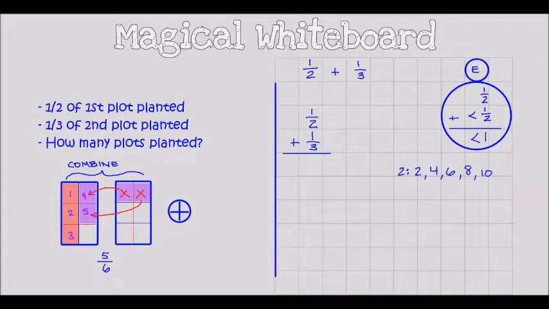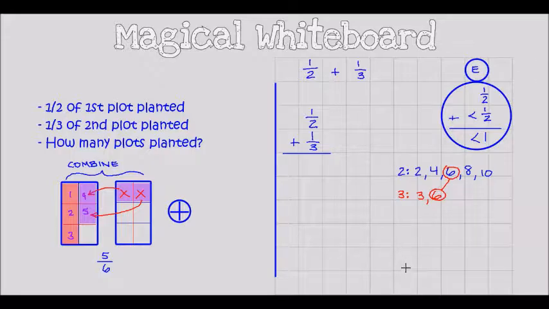My multiples of 2 are 2, 4, 6, 8, 10. I usually only grab 5 of them to start to see if it'll work. And now let me do my multiples of 3. My multiples of 3 are 3, 6, 9, 12, 15, etc. But I stopped at 6 because I noticed I had a match. And I stopped at my first match.